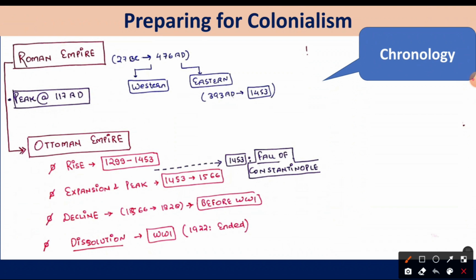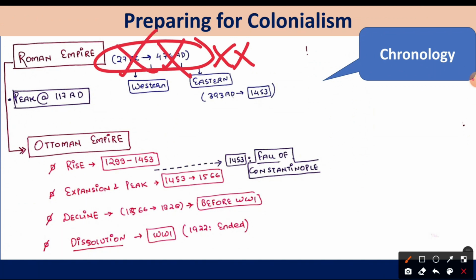So there was a Roman Empire. You must have heard of it in movies, a lot of shows are made about the glory of the Roman Empire and all these things. The Roman Empire lasted from 27 BC to 476 AD. You don't have to remember these figures. I will tell you what is important. These are for your understanding. And the peak of the Roman Empire was in 117 AD.